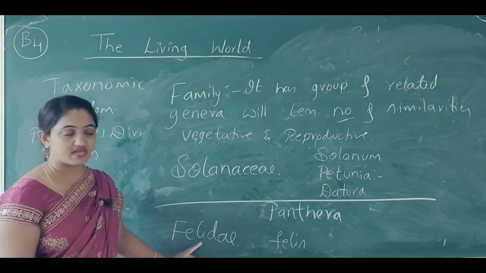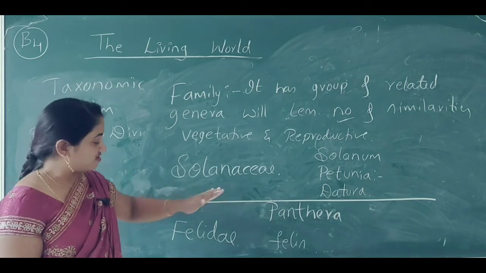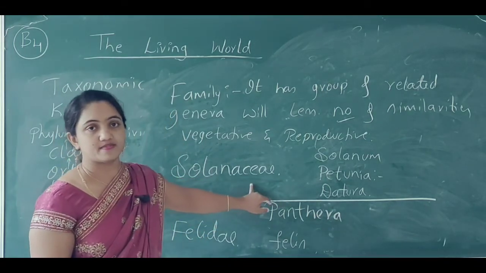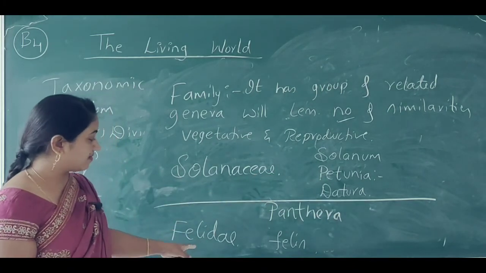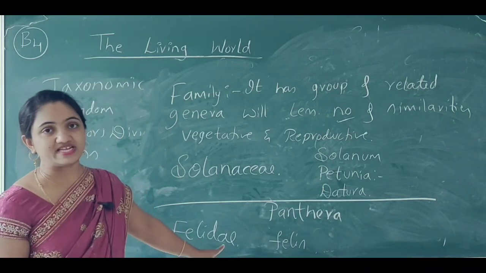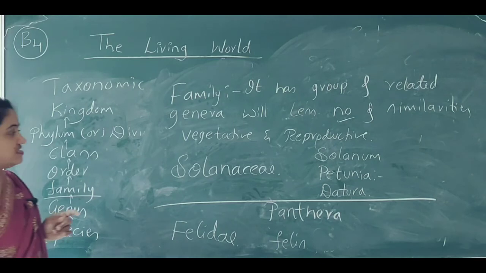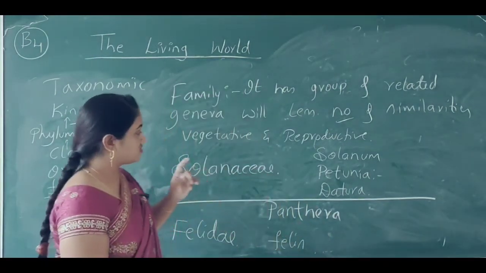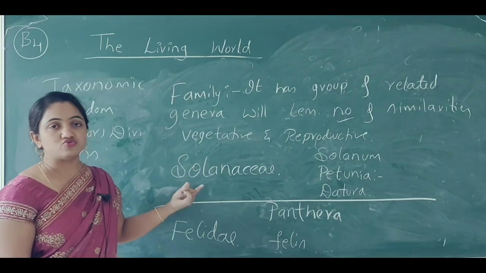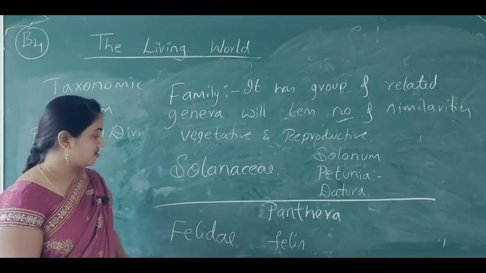That's why the scientists put them into a common family, that is Felidae. Yes, my dear students, can you see the family name of plants and the family name of animals? The family name of plants ends with the suffix AC, and the family name of animals ends with the suffix DAE. Felidae, Canidae, Solanaceae, Petuniaceae and Pallaviciniaceae. Like this, whatever families are present in the plant kingdom, those family names end with the suffix ACEAE, and under the animal kingdom, DAE.